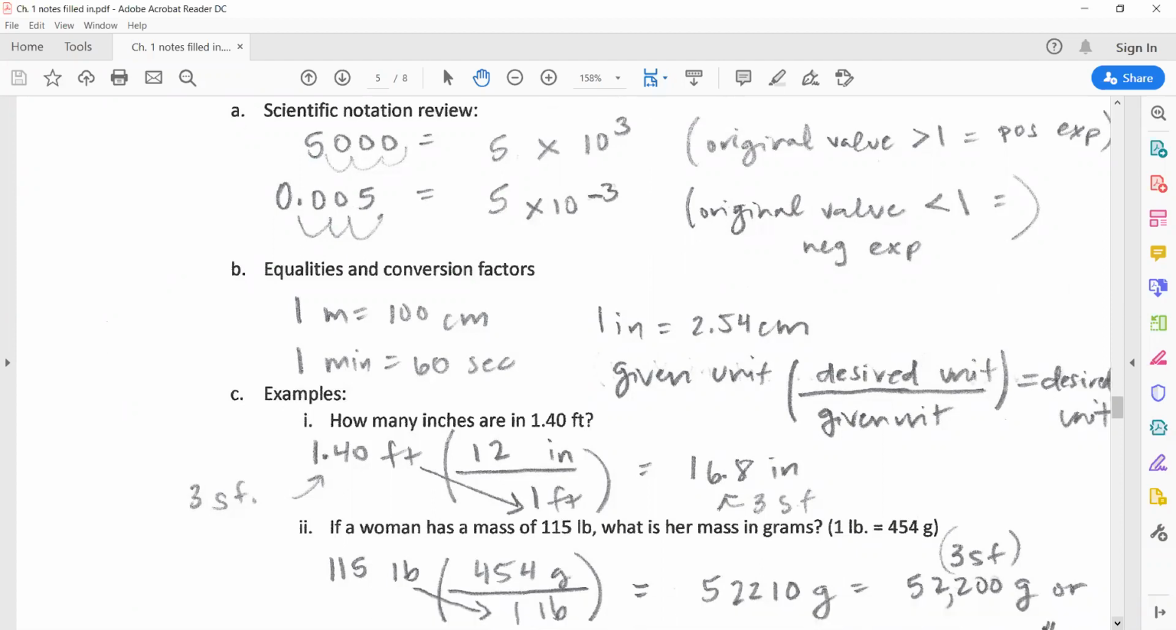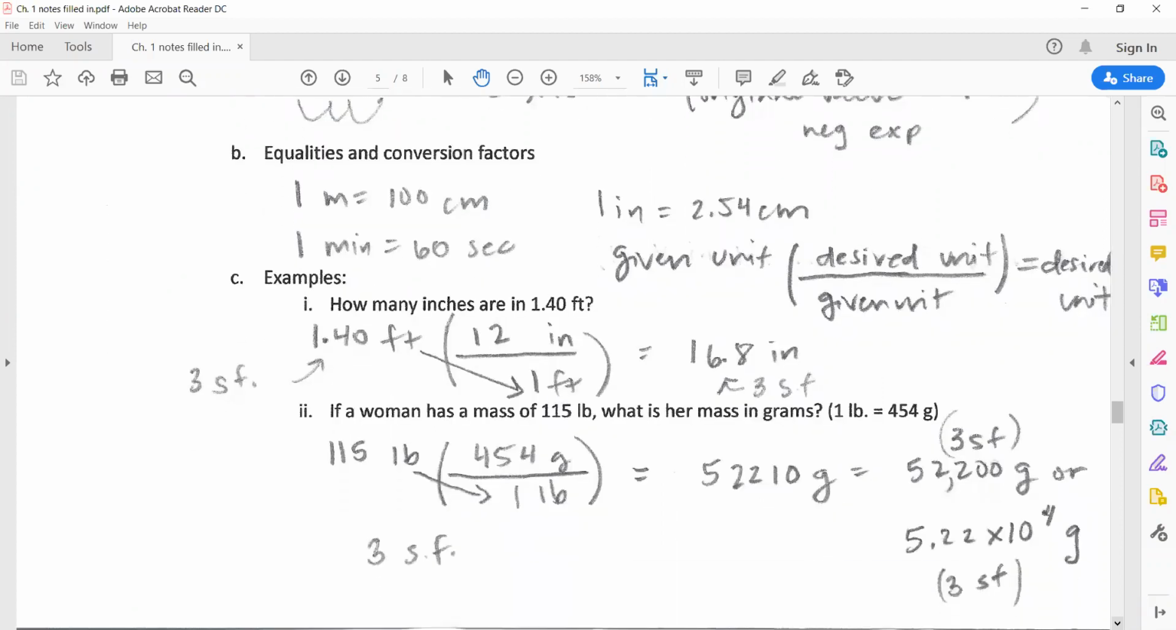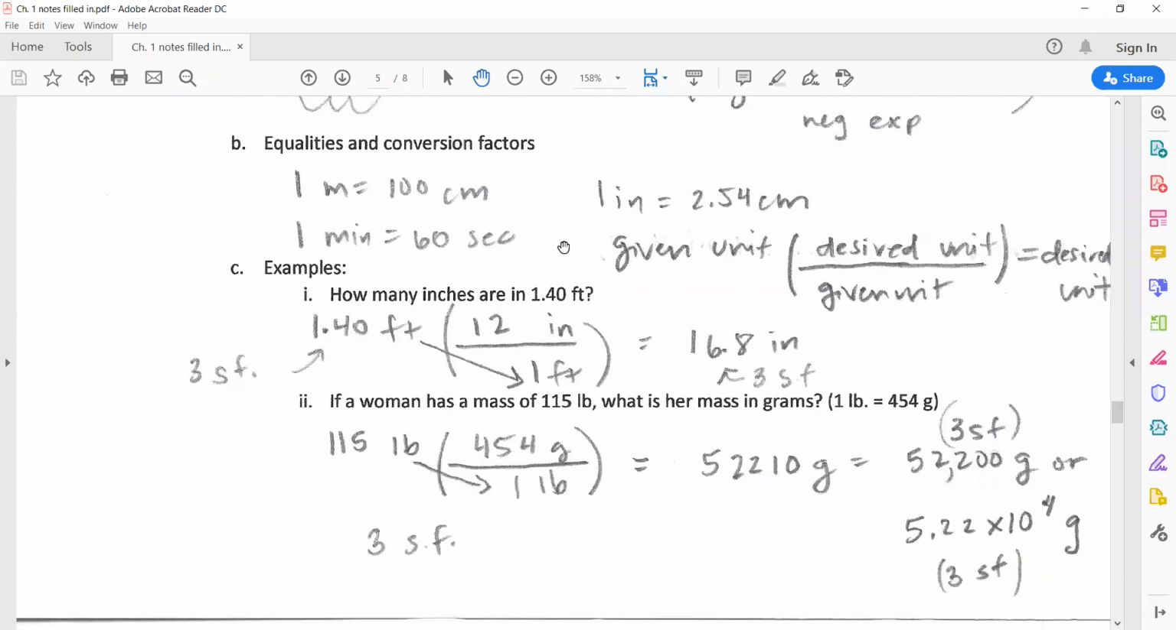Okay, we work with equalities and conversion factors a ton in this course. So this next section is probably the most important thing here in chapter 1 to understand. Equalities are just things that are equal. So 1 meter is the same thing as 100 centimeters. 1 minute is the same as 60 seconds.